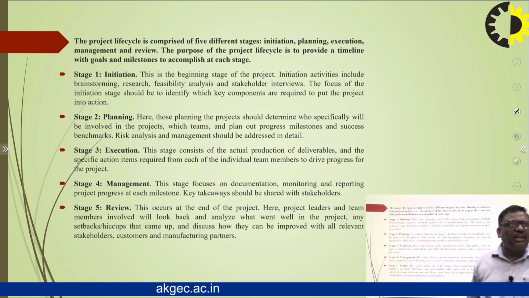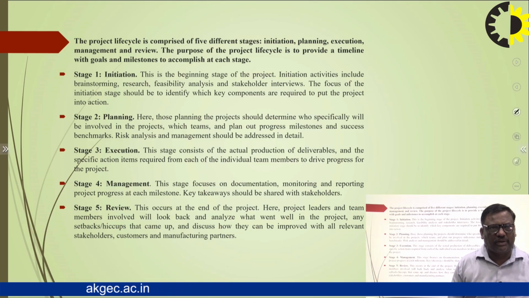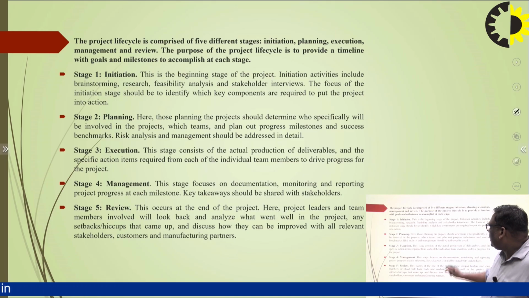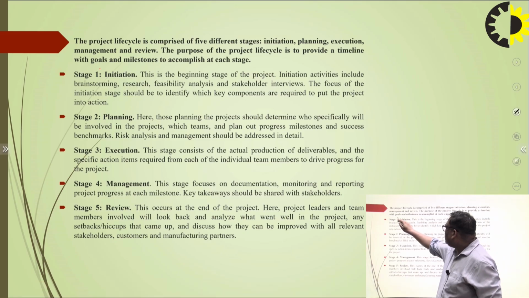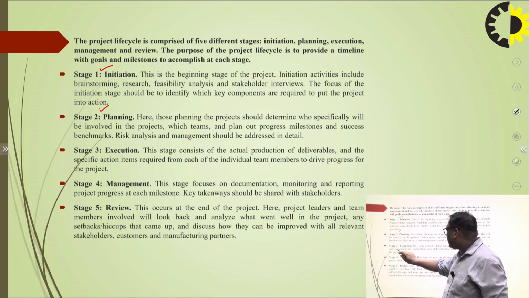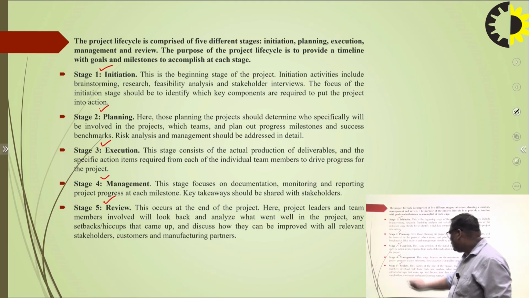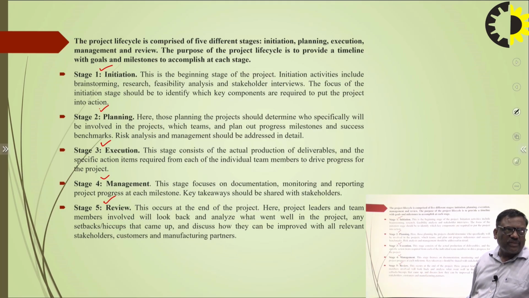The life cycle, as in the previous slide, has 5 steps. The initial stage is the first, planning is the second, execution is the third, management is the fourth, and review. So these are the 5 stages of a project life cycle that provide a timeline with a goal completion. A whole project is divided into parts, and we review it, and collect the feedback from the customer side.